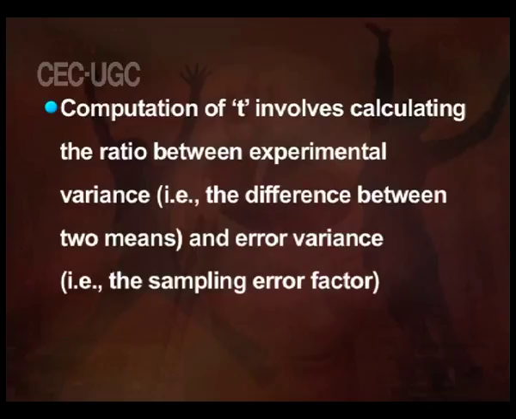Computation of T involves calculating the ratio between the experimental variance, that is, the difference between two means, and error variance, that is, the sampling error factor. The significance of difference will depend both upon the size of the obtained difference and upon the variability of the means being compared, as given by the standard error of the difference between the two means.